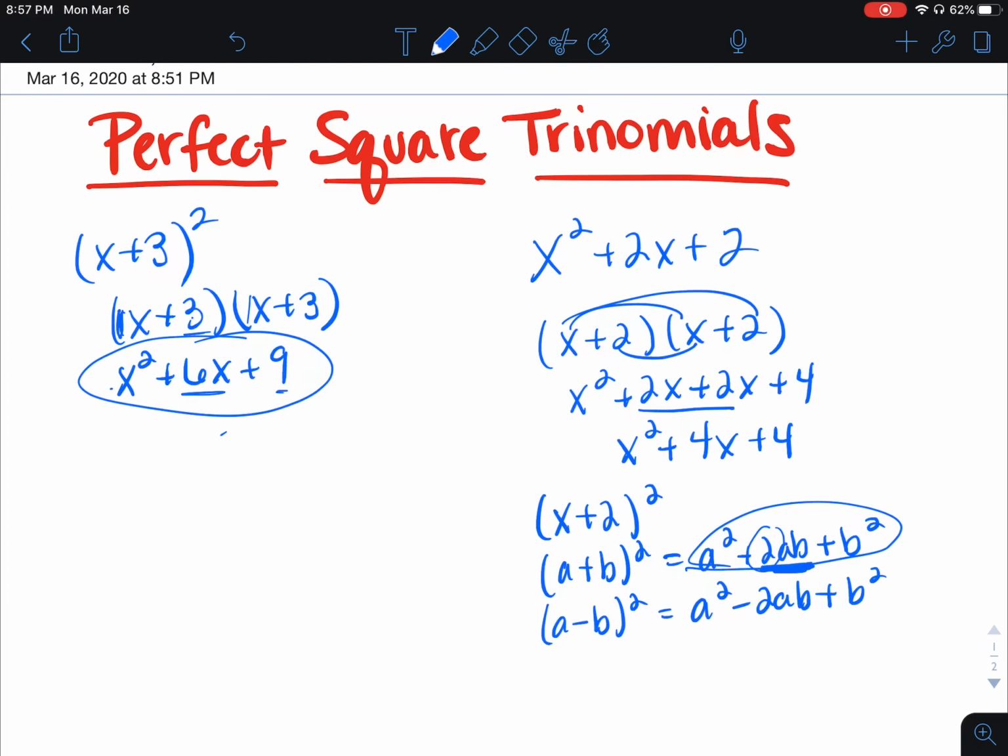So what we're going to be doing is I'm going to be giving you different trinomials, and you're factoring it back to the 2 binomials. It's actually a really simple process. For example, we have x squared plus 14x plus 49.